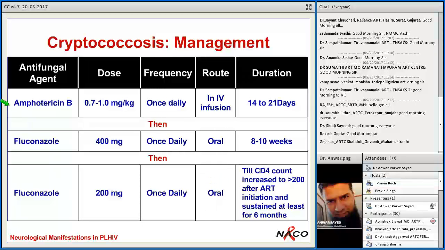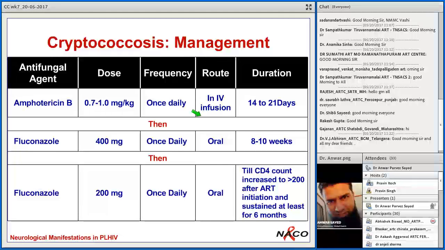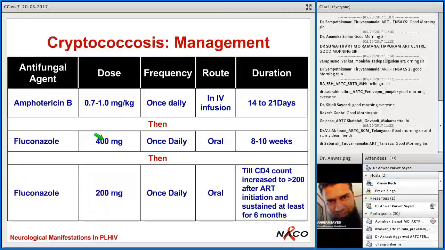But as I said, these days we are not seeing cryptococcal meningitis that commonly, and even if you see it, we just refer patients from ART centers to the medicine department, or in most of these scenarios it will be reverse, like patients will get admitted to the hospital and be treated for all these things, and then be referred to the ART center just for ART initiation.